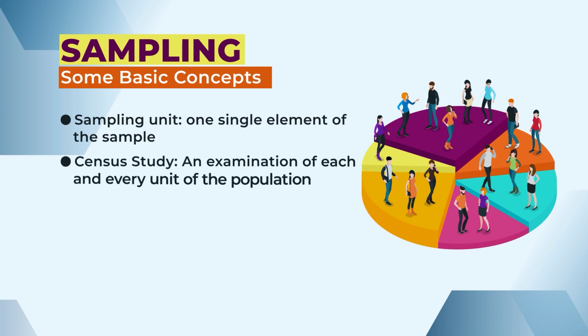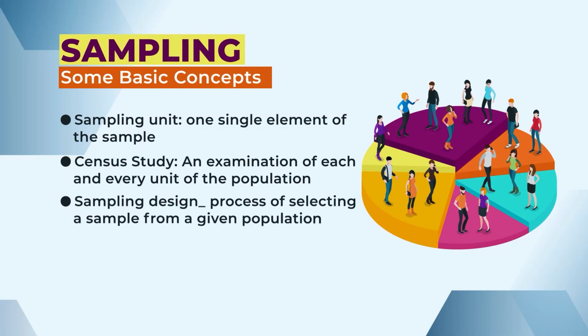A census study, on the other hand, is an examination of each and every unit of the population. So if he studies every single consumer in his total population, this would be called a census study. The sampling design is the process of selecting a sample from a given population.